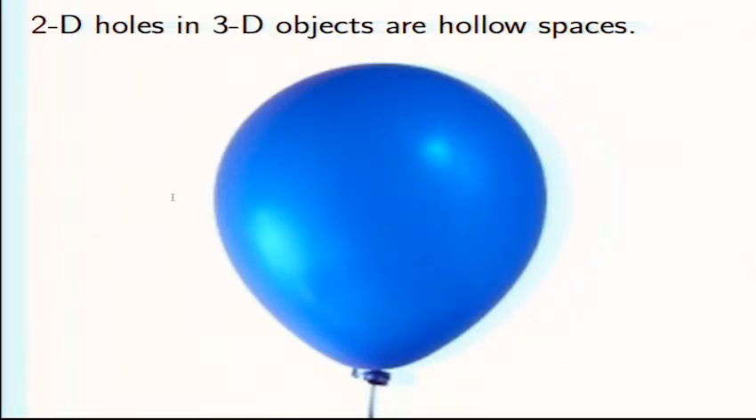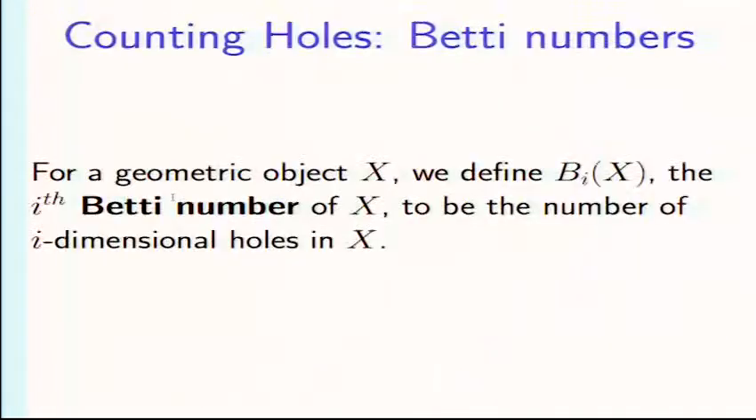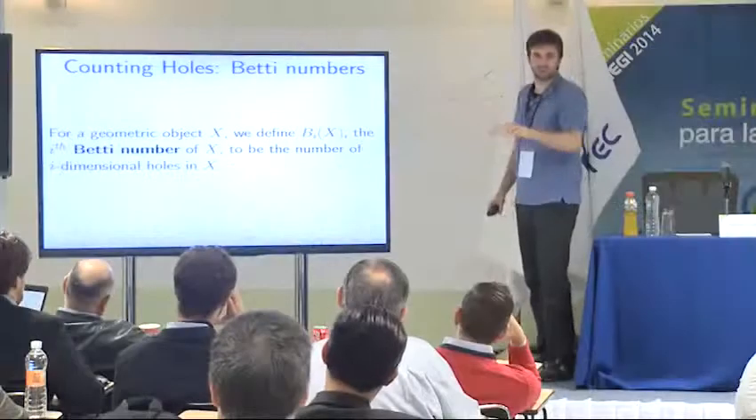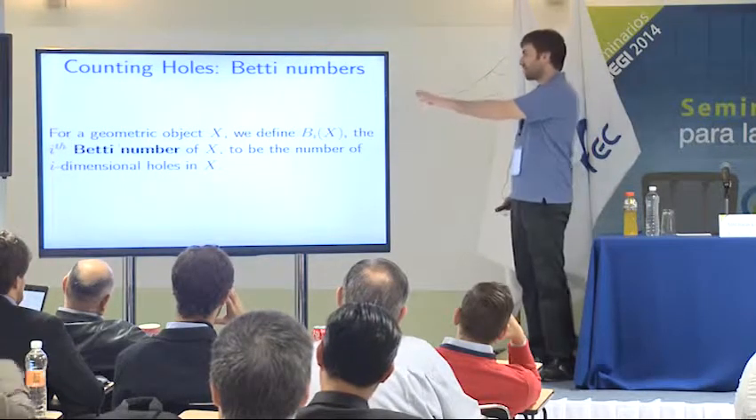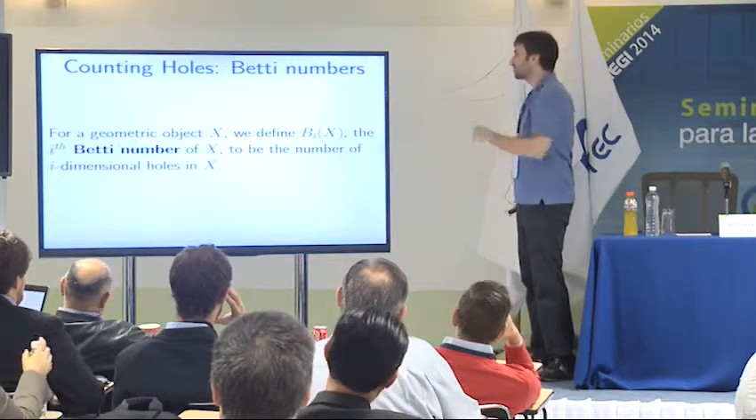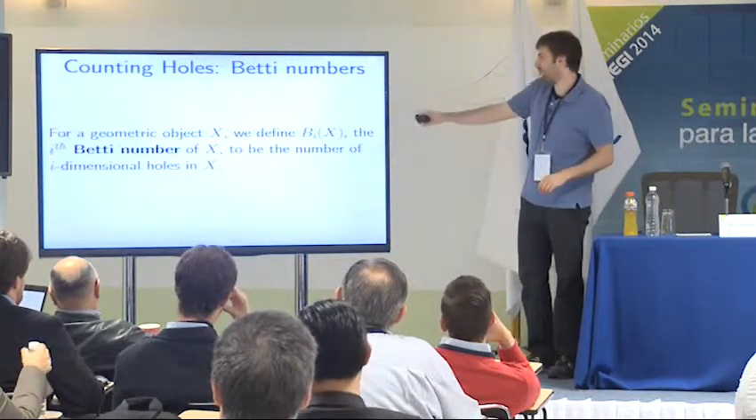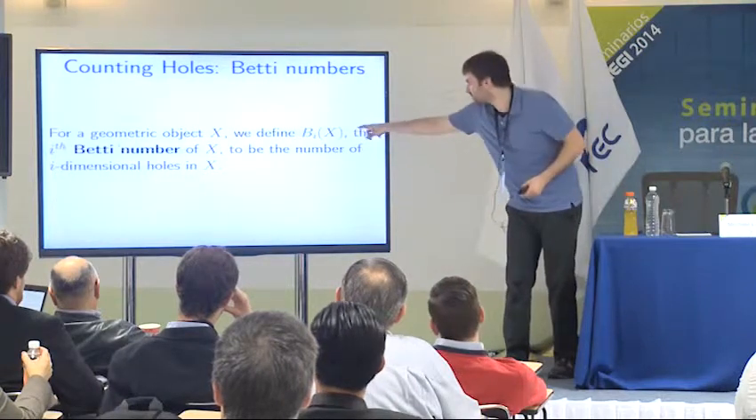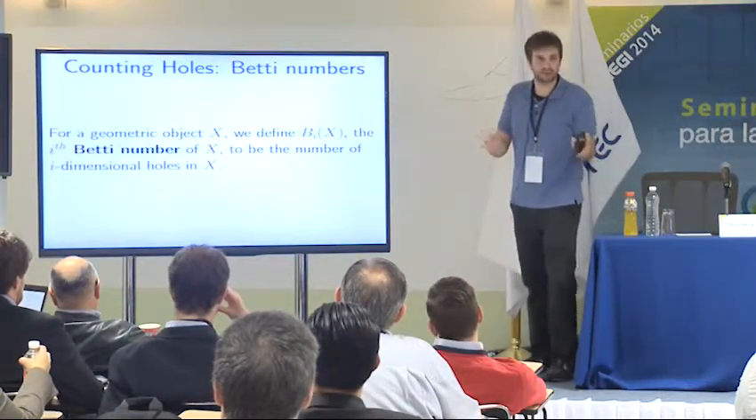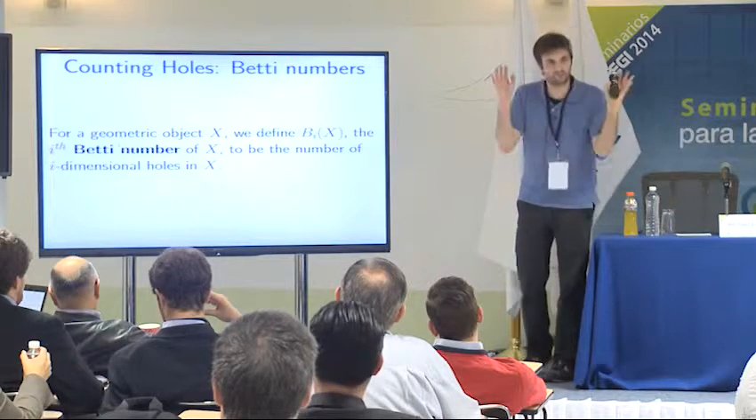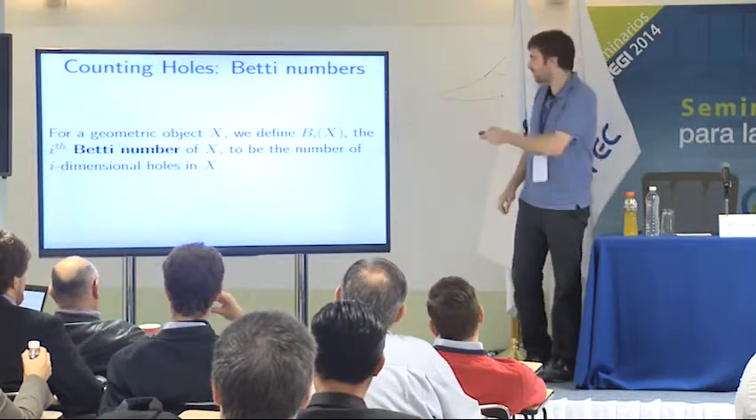For instance, a tightly inflated balloon has this hollow space that traps air inside. That's a 2D hole. You can't see through it, but somehow it's a hole. So we have a formalism for counting holes in this world, and this is the formalism of Betti numbers. Intuitively, and to define this takes some work mathematically, but the intuition is very simple. For a geometric object x, I define the ith Betti number of x, which I denote b sub i of x, to be the number of i-dimensional holes in x. Simple. It's the number of holes of ith dimension.